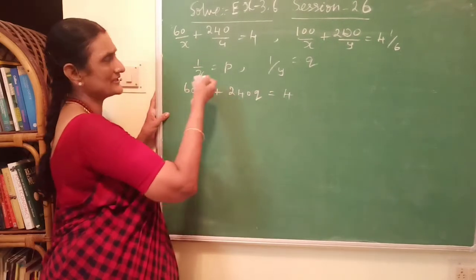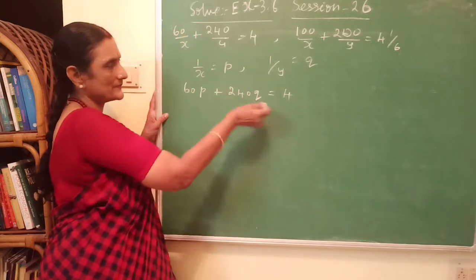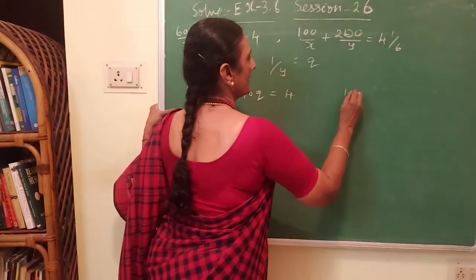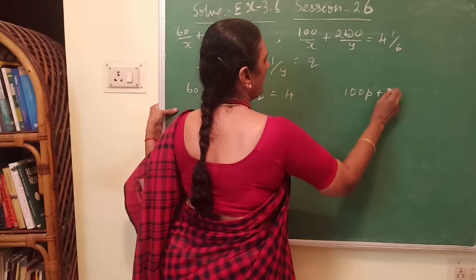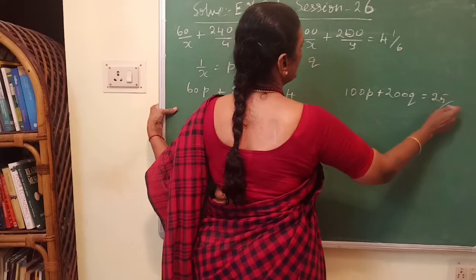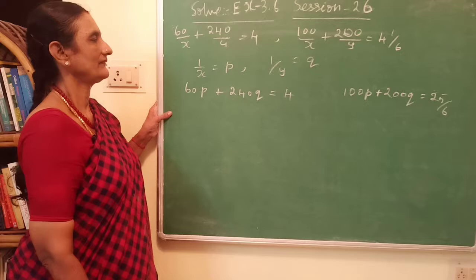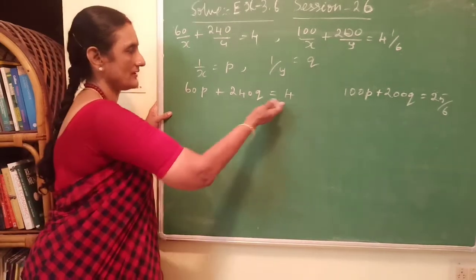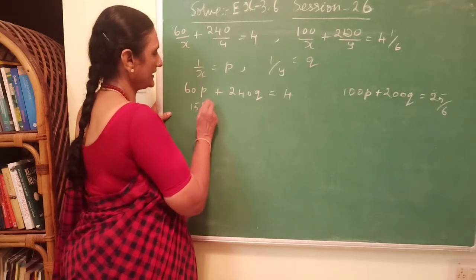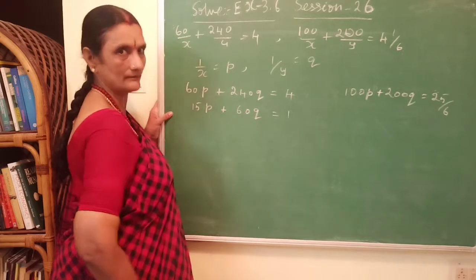We have done several sums of this type in question number 1. Okay, this 1 by x becomes p, all that. So here the second equation becomes 100p plus 200q is equal to 25 by 6. Okay. Now we can cancel by 4 throughout. For all the 3 terms, 4 is the common factor. So it is 15 times p plus 60 times q is equal to 1.